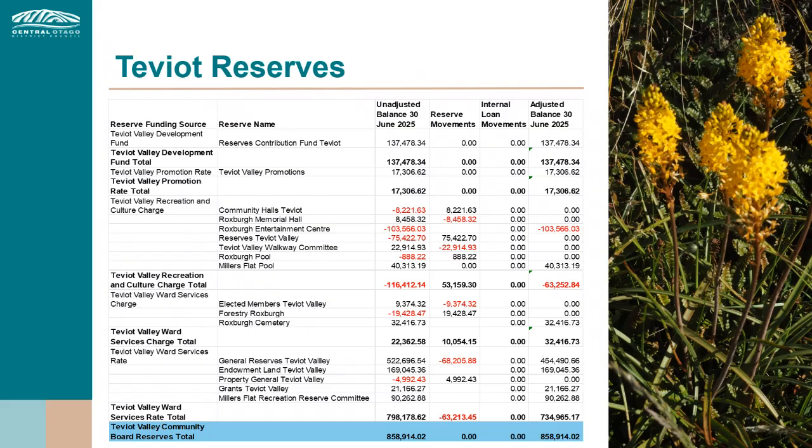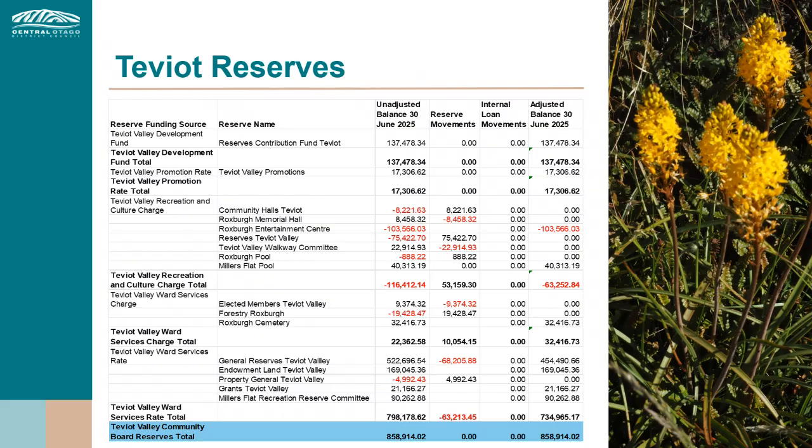The other interesting thing is that you've got the Teviot Development Fund and the one below it, so 137 and 17. The development fund is your reserves contribution, so that's from subdivisions. That stands in your space and is used for playground, for recreation, to the your space, so you don't lose that.